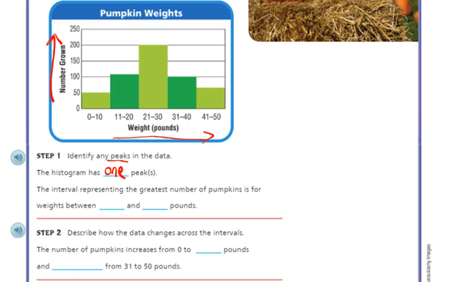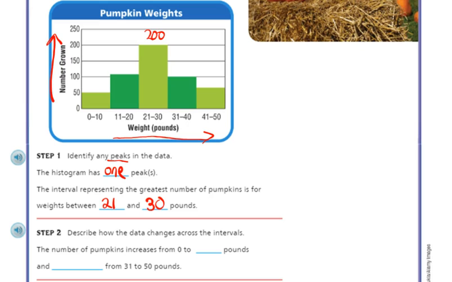The interval representing the greatest number of pumpkins is for the weights between 21 and 30 pounds. Okay, and that would be the peak right here at 200. Step two, describe how the data changes across the intervals.